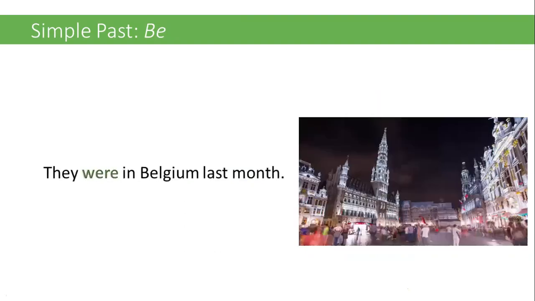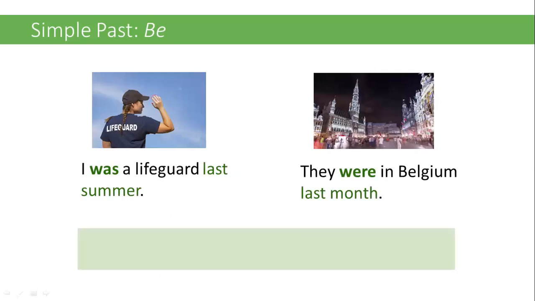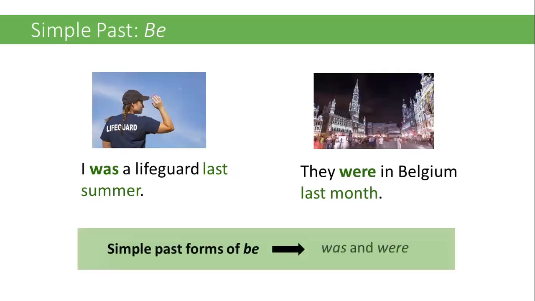Okay. Next, they were in Belgium last month. Last month I was, for example, in Belgium. So this one we use were because the subject is plural. Okay, they were in Belgium last month. Okay, so this one, the simple past form of be, was and were, we use if the subject isn't followed by a verb. Okay, all right.